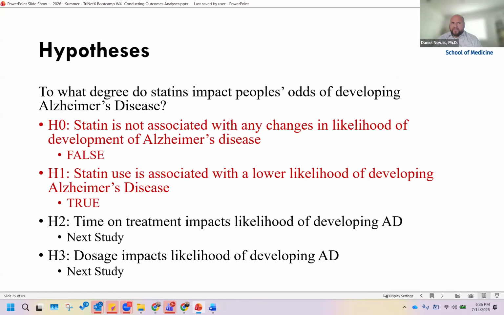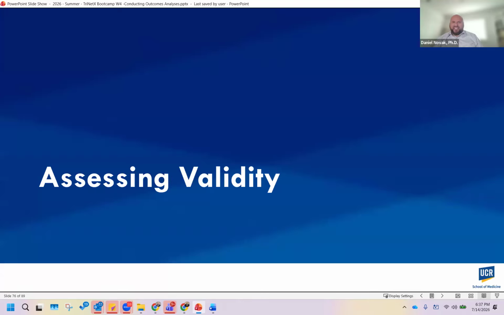So at the end of all of this, once we've done this, to what degree do statins impact people's odds of developing Alzheimer's disease? Well, our null hypothesis is that it's not associated with any changes in likelihood of development of Alzheimer's disease. That's false. It definitely is impacted by that, and statin use is associated with a lower likelihood of developing Alzheimer's disease. And time on treatment impact, that's something we had to do in our study before we published it, was look at time on treatment and dosage impacts. But we were able to do that pretty effectively, looking at high and low dose statins.